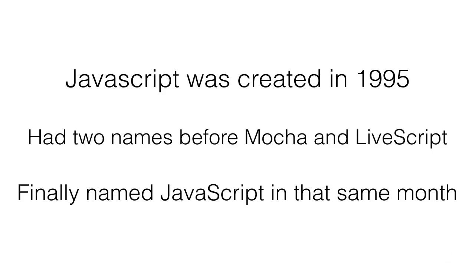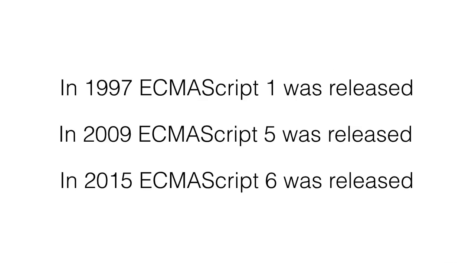Now, in 1997, that's when the first release came out, and I think I have one of my slides here. In 1997, EcmaScript 1 was released. That was the first specification of JavaScript. This is when they said, we want you to implement these functionalities in the main JavaScript language.